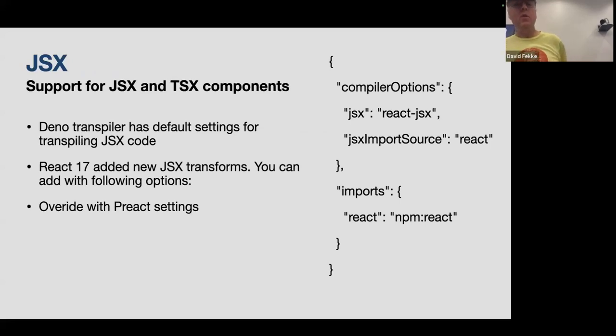So one of the things you can also do, if you want to change the default settings for transcompiling, let's say your JSX, is set up compiler options inside of your config file. And I have an example here on the right-hand side of how you configure it to use JSX. And they do support basically everything React 17 and above, because those added the new JSX transforms. And so you can add those features with the following settings. And they also have an override for Preact settings if you're using Preact.